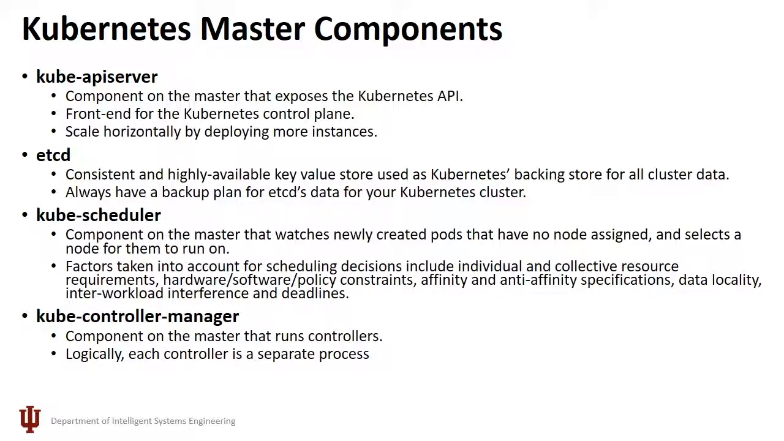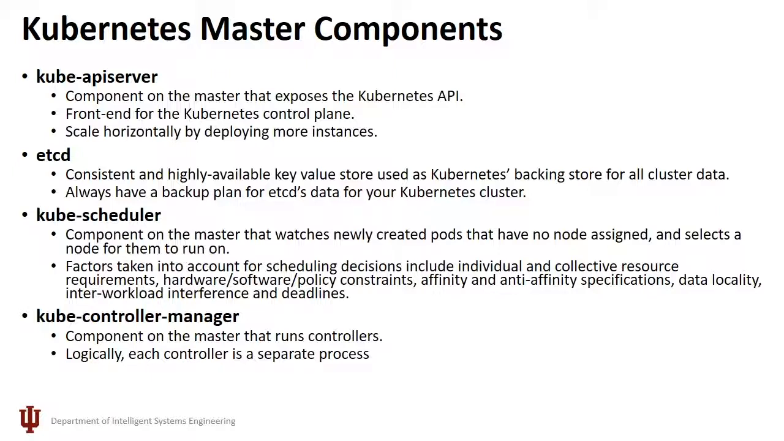etcd consists of a highly available key value store because we have to store a lot of information back and forth between the cluster, and so we want to make that particular key value store real fast. It always has a backup plan for etcd's data for the cluster, so you need to make sure that if that etcd data gets lost, you lose your cluster information. So it's really advisable that you introduce some fault tolerance in there.